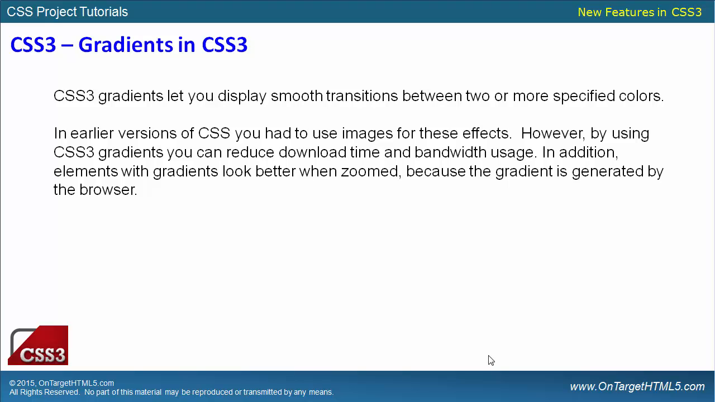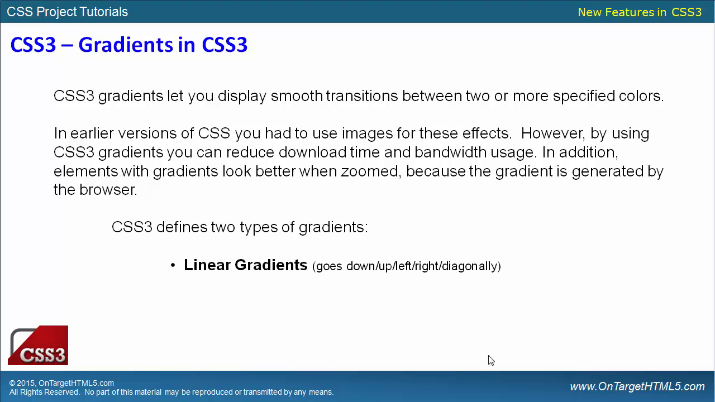In addition, elements with gradients look better when zoomed because the gradient's generated by the browser itself and it's not part of a graphic. So the changes in the gradients in CSS3 is really phenomenal for our browsers. CSS3 defines two types of gradients. We have linear gradients, which go down, up, left, right, and diagonally. And we have radial gradients, which are defined by their center, and they actually go from the center out.